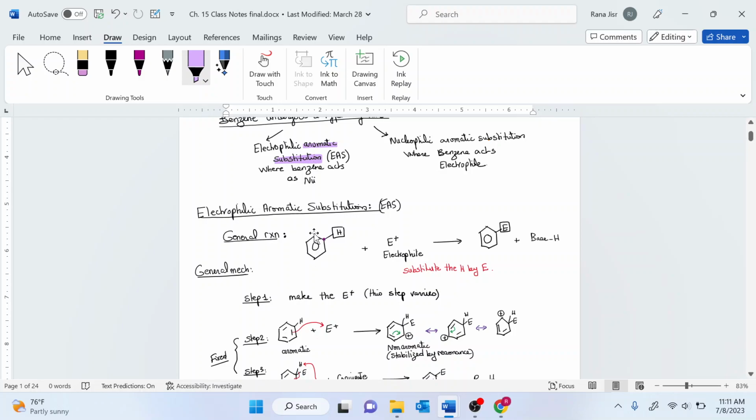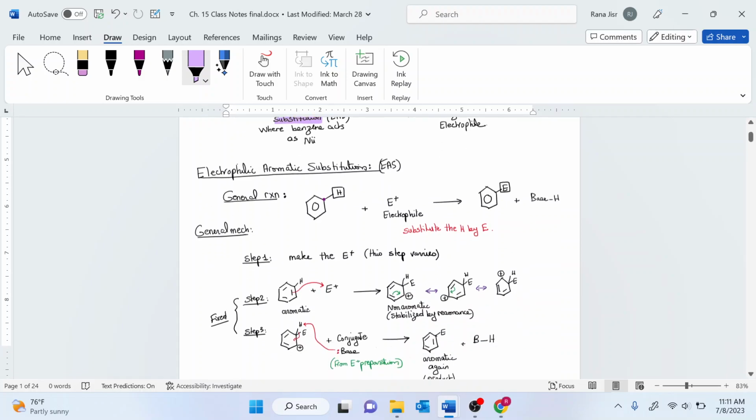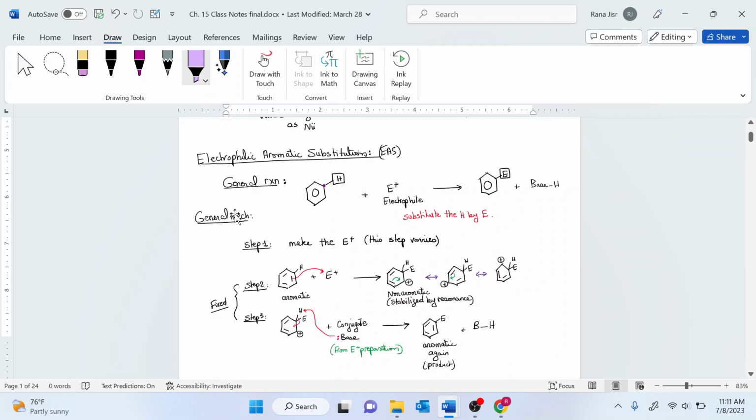The benzene starts being aromatic, and in the product, it ends being aromatic. So your product here is stable. All I did is substitute the hydrogen with the electrophile. The reaction mechanism stays the same, except the steps you need to use in order to form the electrophile. Those are going to vary. But the moment you make the electrophile, the reaction is going to go as in steps 2 and 3.